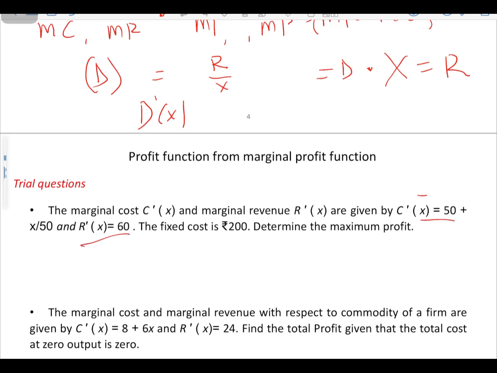We are being told that the fixed cost is 200 yen or rupee. I don't know what it represents, so you can find out for this money symbol. Based on that, we should determine the maximum profit. As you can see, we have not been given anything except cost and revenue. You need to think that there's a relationship between the cost function and the revenue function. Just come to the real world.